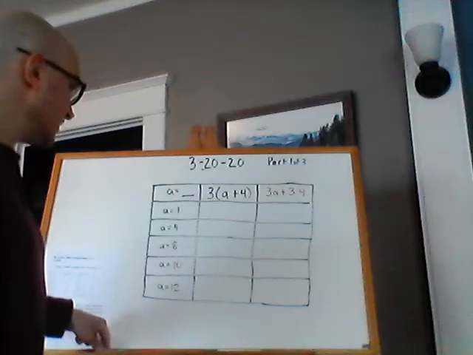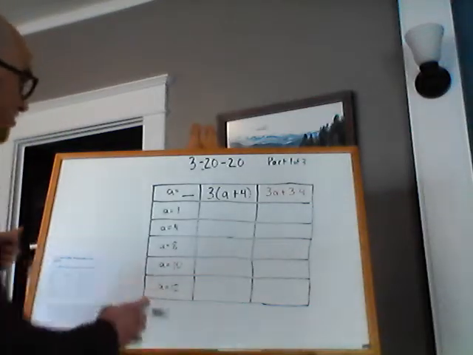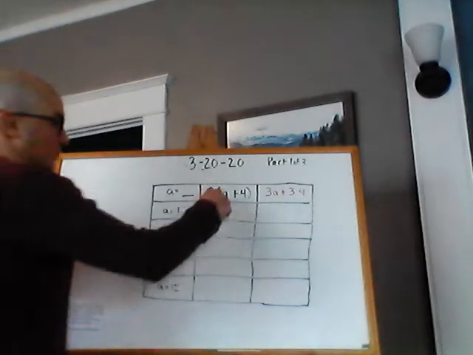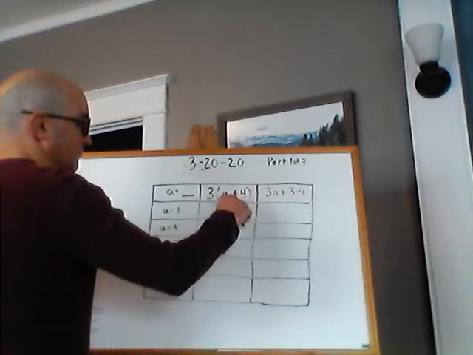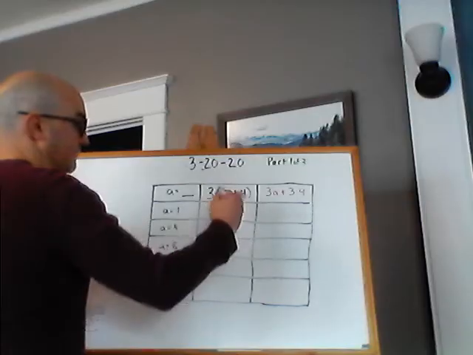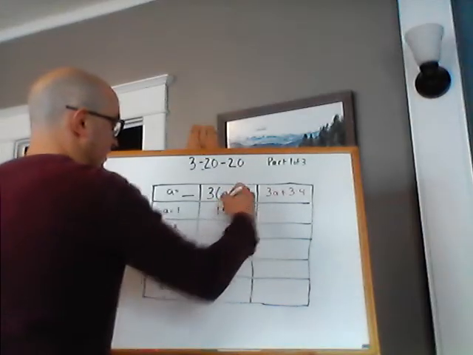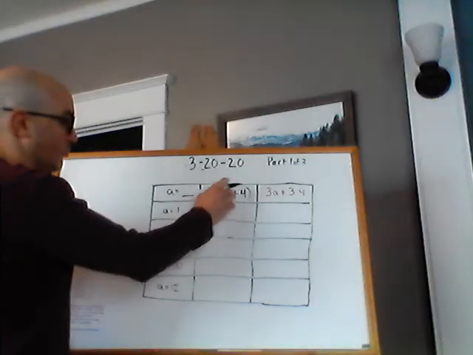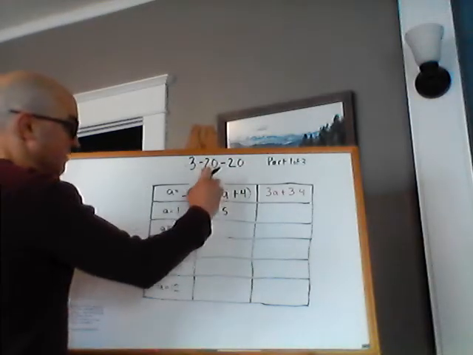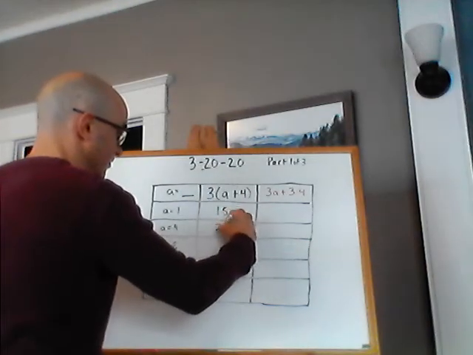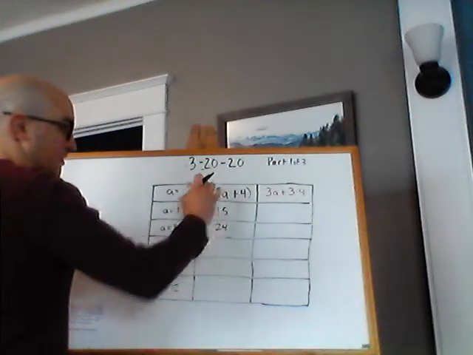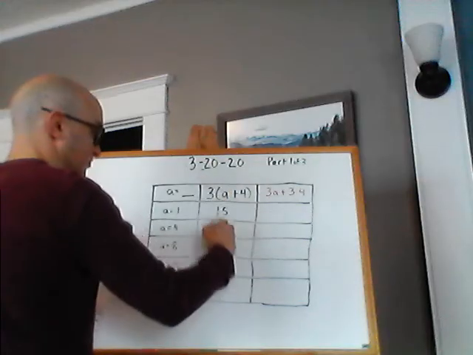So we'll do this quickly here. In the first column, our a values are given to us, so a equals 1, so I substitute 1 in. 1 plus 4 is 5, then 5 times 3 is 15. I do the same process with the other a values. 4 plus 4 here is 8. 8 times 3 then is 24. 8 here, 8 plus 4 is 12. 12 times 3 is 36.